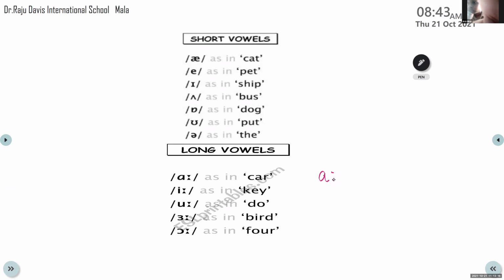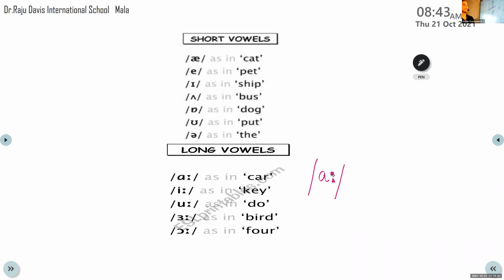Ma'am, is it two triangles or two dots? You can put two dots also, don't worry. If you want to put triangles, you can put triangles. Okay, ma'am. Ah, like the word car, far. So you have ah.